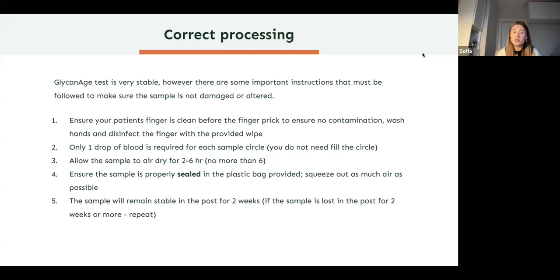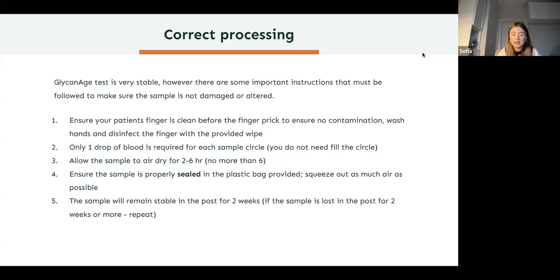As I said, we only need 1 drop of blood per sample circle. You'll see there is a blood collection card which has 4 circles. We just need 1 drop of blood per circle. Once this is done, you allow the sample to air dry for 2 to 6 hours, and ideally no more than 6. After that, you place the sample in the plastic bag which is provided.